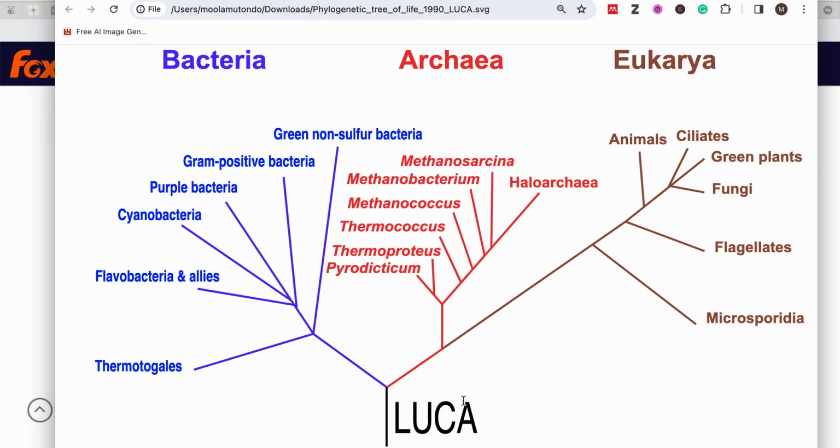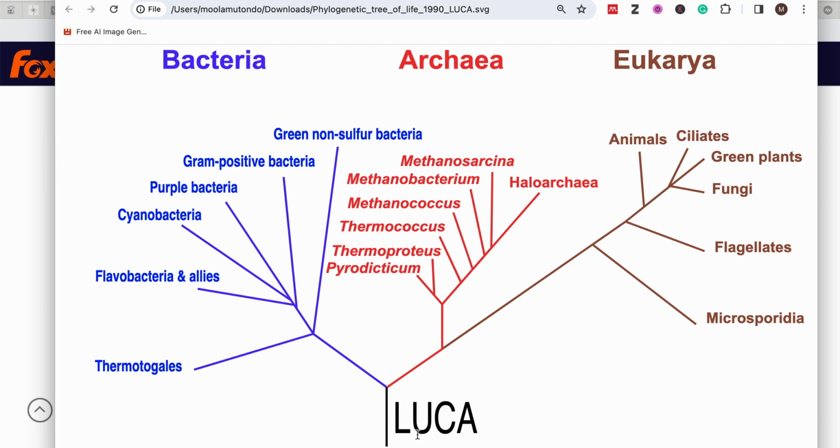Let's quickly look at the tree of life as we know it right now. That's been developed by the work of Carl Woese and his colleague Fox, who developed this whole method of organizing the organisms that we see on Earth using the 16S or 18S RNA gene, which is the ribosomal RNA gene.